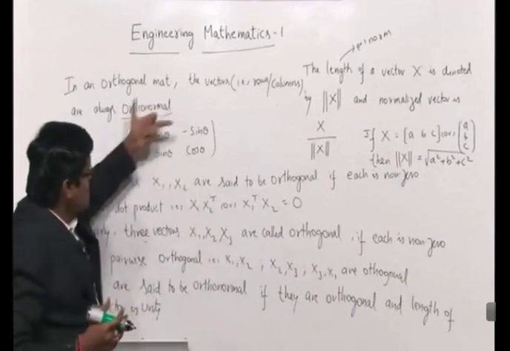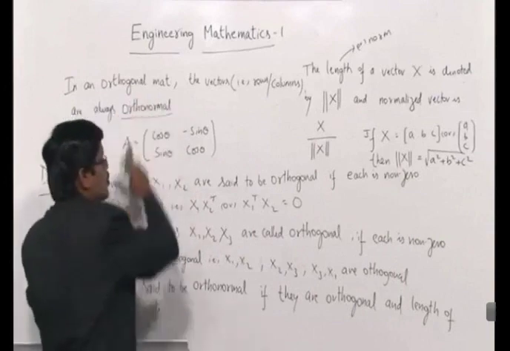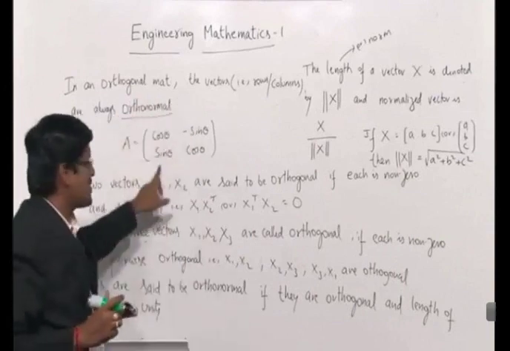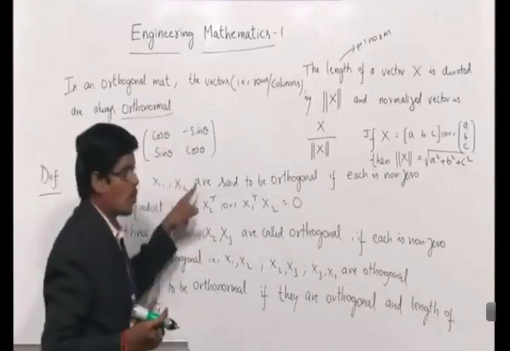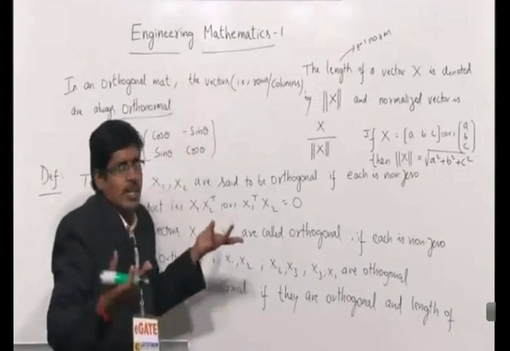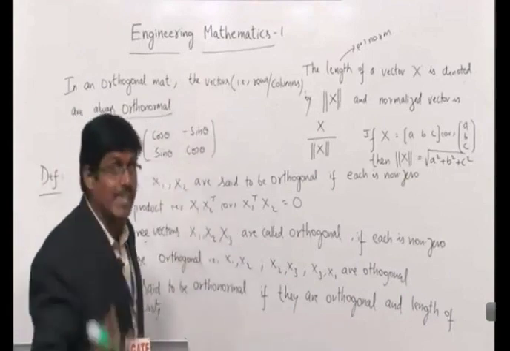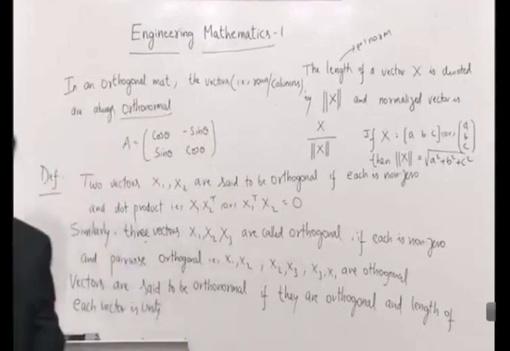Similarly, row wise, cos into sin plus minus sin into cos gives 0. Length of each column: root over cos square theta plus sin square theta gives 1. Similarly, for this column, root over minus sin theta whole square plus cos square theta gives 1. Similarly, you can check row wise. That is called orthonormal vectors, which is true for any orthogonal matrix.